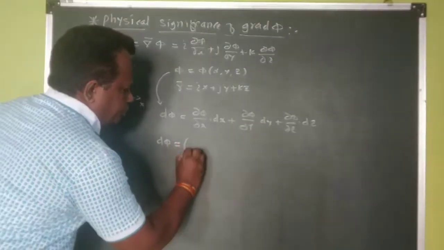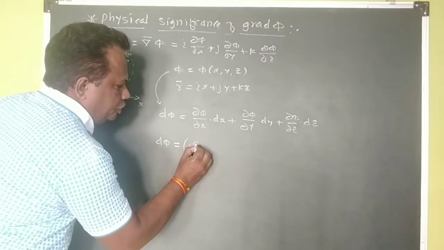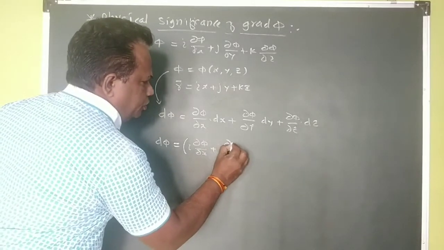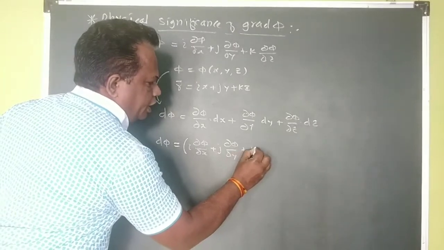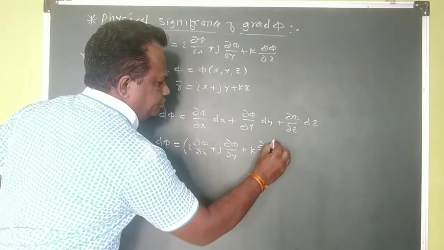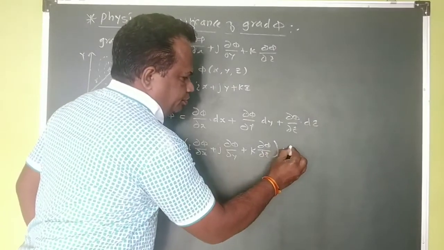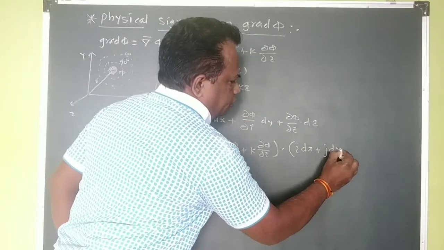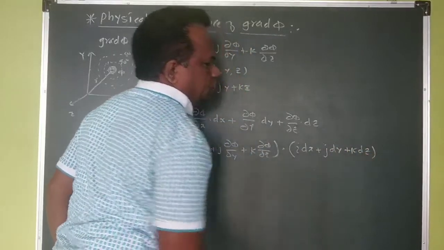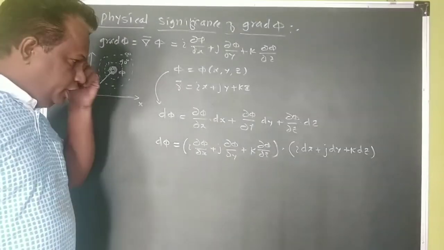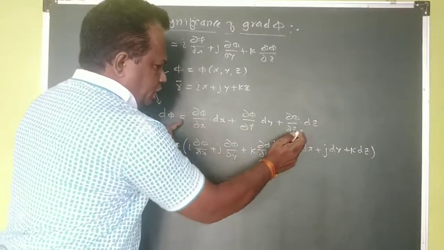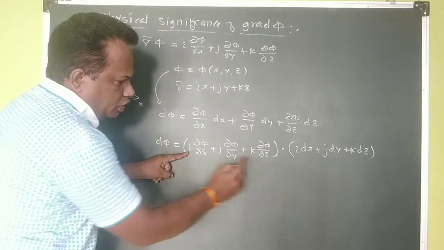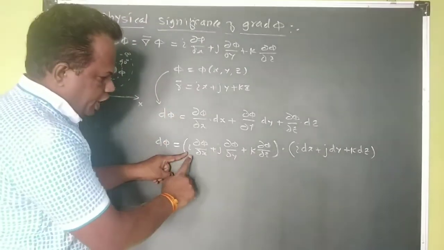How? First of all, I will write here (i ∂φ/∂x + j ∂φ/∂y + k ∂φ/∂z) dot product with (i dx + j dy + k dz). Do you understand what we have done here? This total value is rewritten like this in two brackets with a dot product. So i dot i, what will happen? It is 1. i dot i is 1.